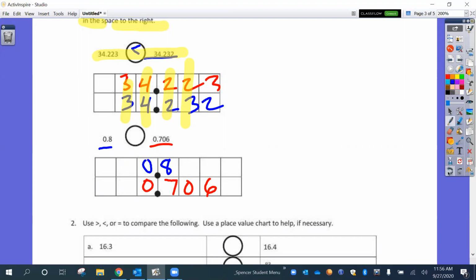I'm not going to on this one. And let's just start comparing. Zeros in the ones place, but we have a difference in the tenths place, so we know one of the numbers is greater than the other. Well, it just so happens that 0.8 is greater than 0.7, or 8 tenths is greater than 7 tenths. So we'd read that sentence as 8 tenths is greater than 706 thousandths.